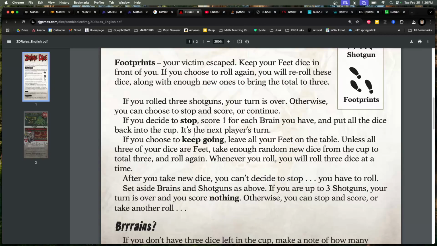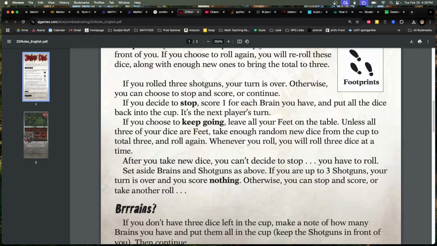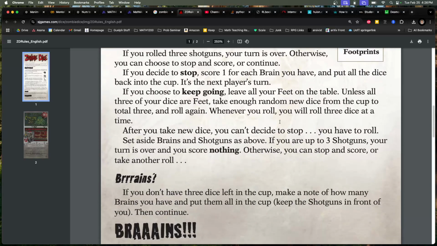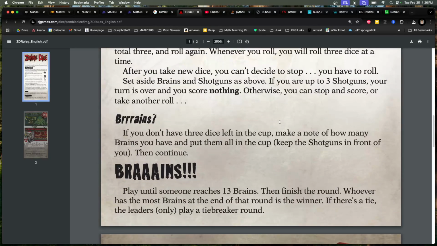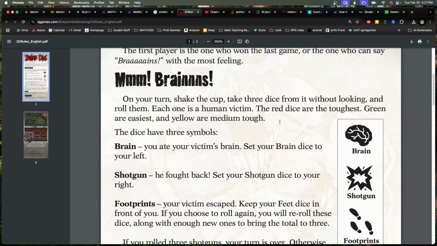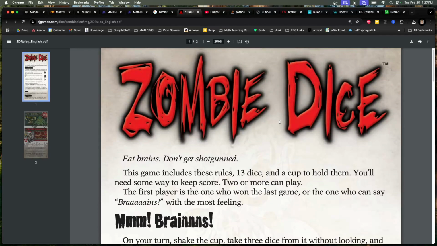If you choose to roll again, then you keep rolling and you keep adding collections to your brains until either you stop or you collect 3 shotguns and lose. So very similar to Pig, but it's got cool, colorful dice and things like that. It should remind you a lot of Pig. Maybe that was a long time ago, but it's like a fancy Pig.